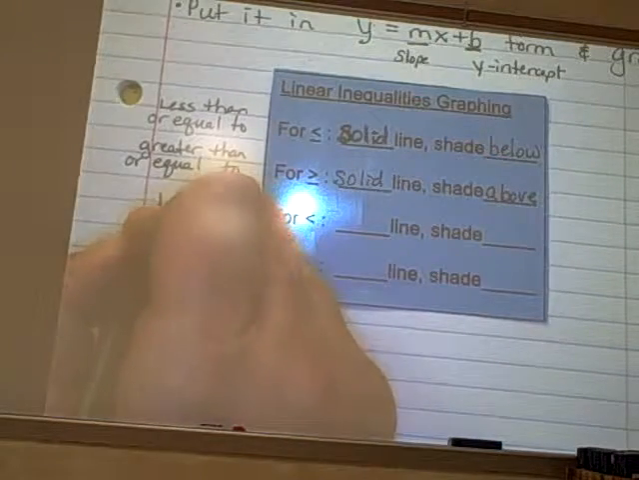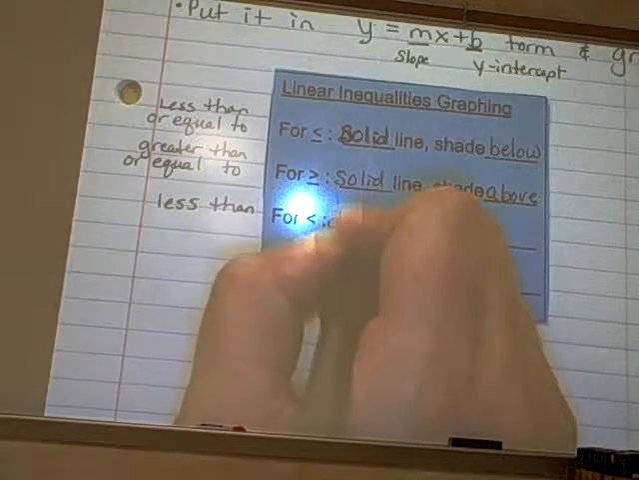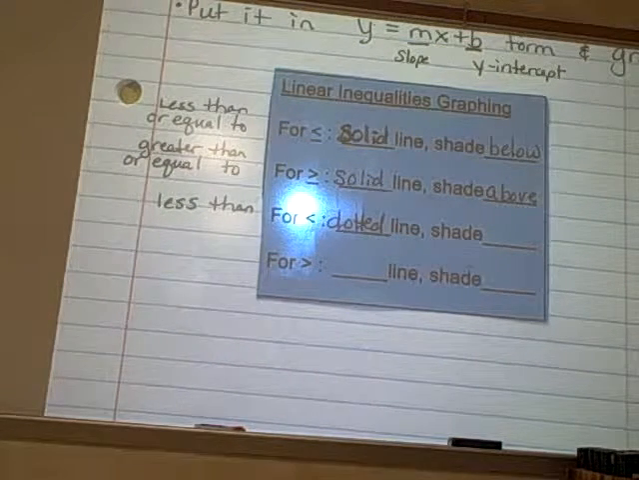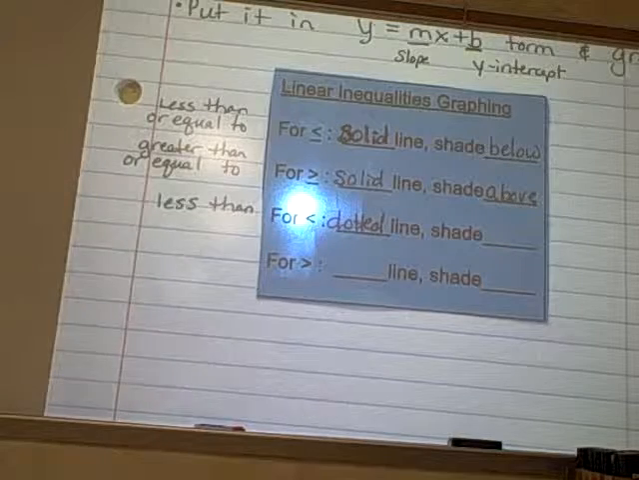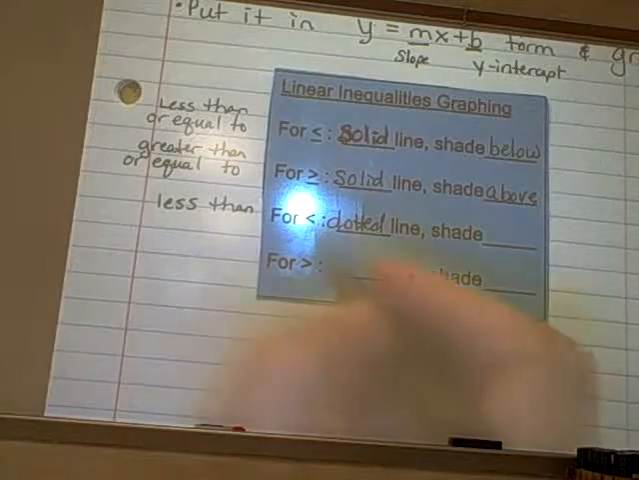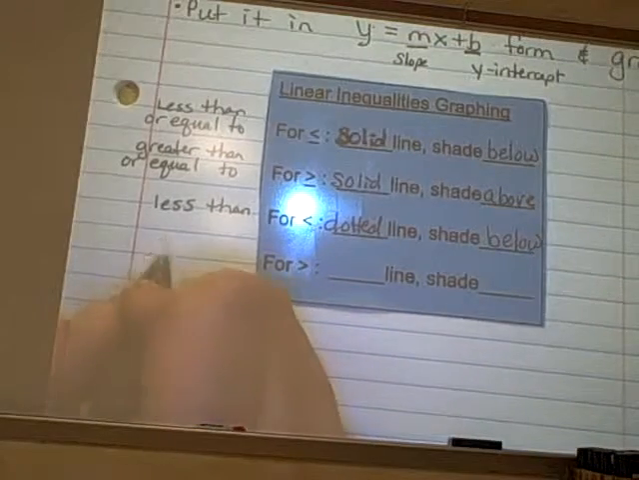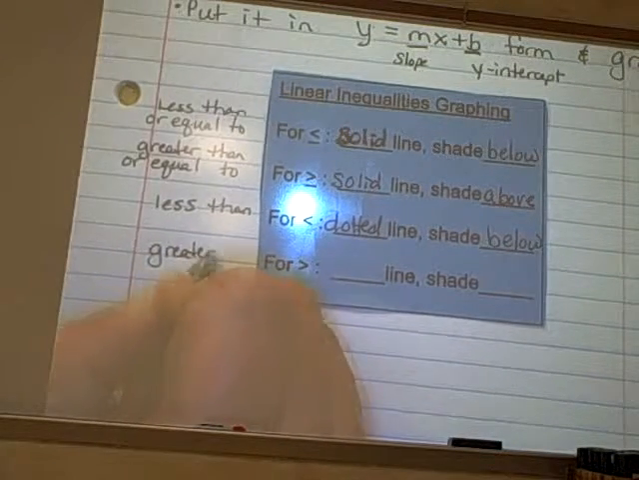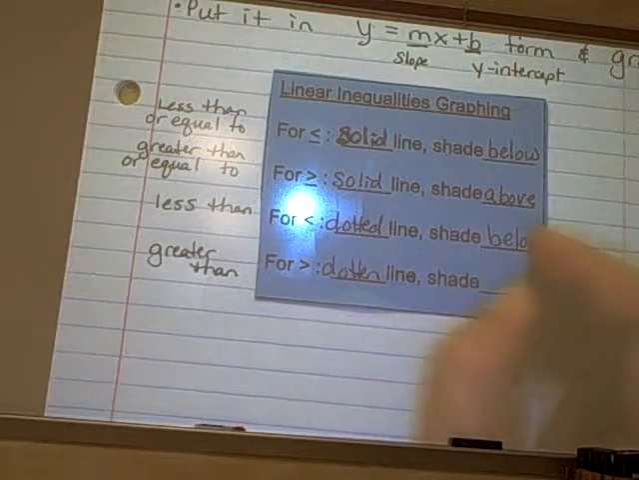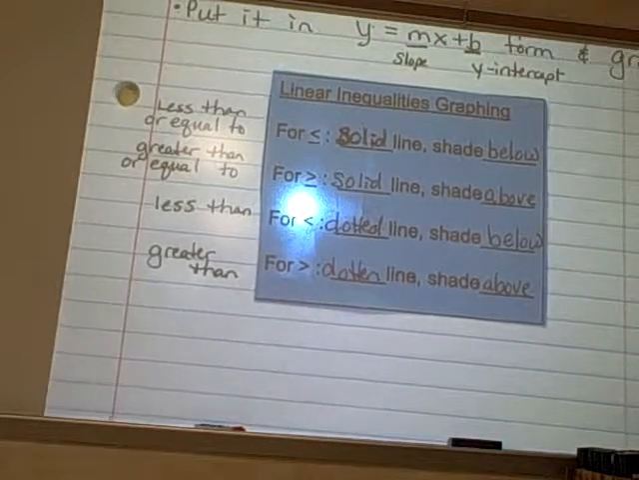This one's just plain less than. That's going to be a dotted line. You know how on our other ones, it was an open circle? Well, you can't make an open circle on a line. You don't want to make a line full of a bunch of open circles. That would be a mess. So we're just going to make a dashed or dotted line. A dotted line, less than is below. And then this one's greater than. This is dotted. It doesn't include the line, but everything above it. Shade above.